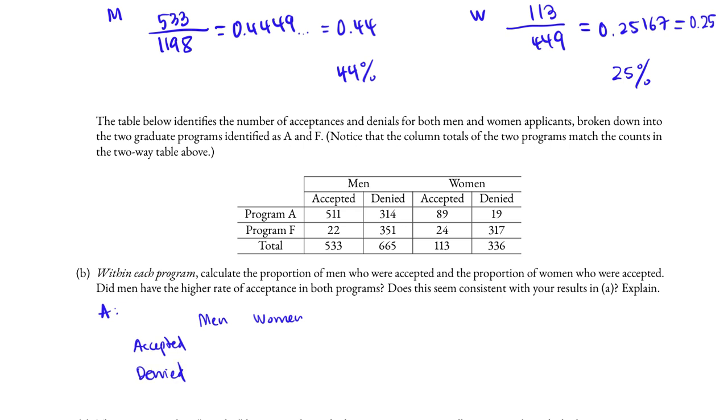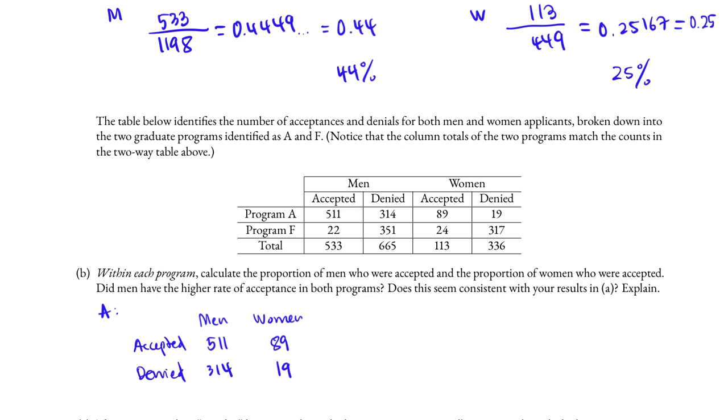How many men were accepted for program A? 511. How many women got accepted for program A? 89. How many men were denied for program A? 314. And how many women were denied for program A? 19. And we're going to compute the proportion of men who were accepted.